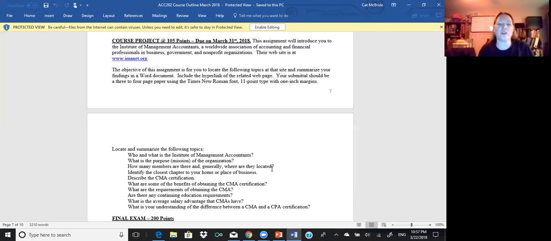Why in the world does it say 11-point font? That makes no sense. That's not APA, that's not MLA. Okay. Do well on the final. Put information down for this. Okay.